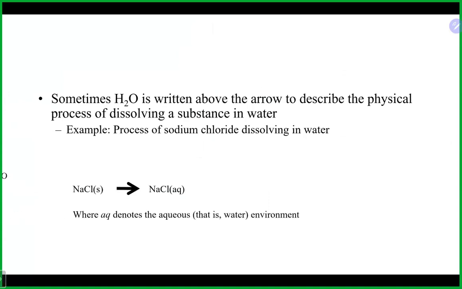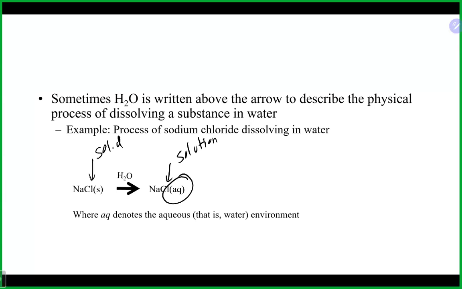Other things that sometimes occur: up on the arrow, you may have some things written. For example, this is a physical process that is occurring. It's basically dissolving salt in water. So with water up there on top of the arrow, you're indicating that you're going to take the solid sodium chloride and dissolve it in water. When you do so, you will go from a solid sodium chloride to a solution of sodium chloride. And as you can see, that solution has the aqueous symbol next to it, which indicates that it is a solution.